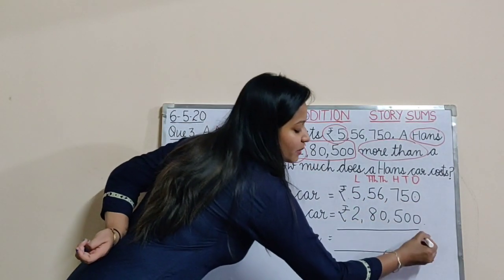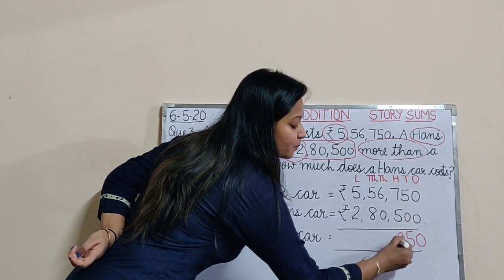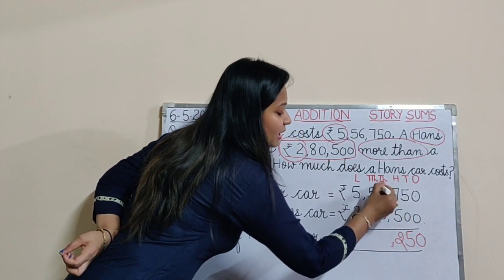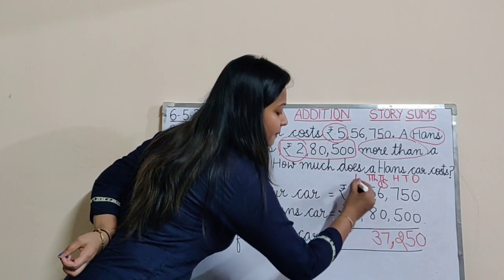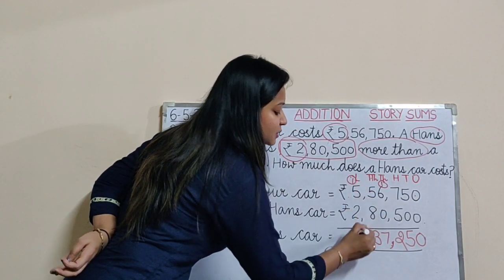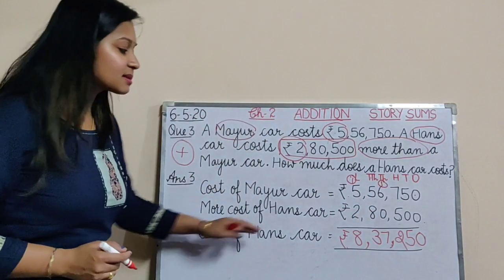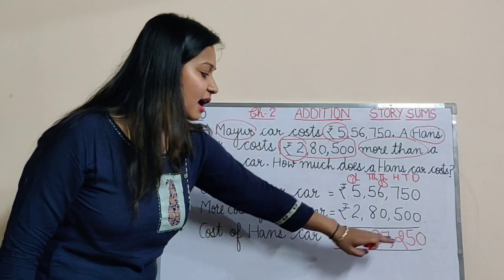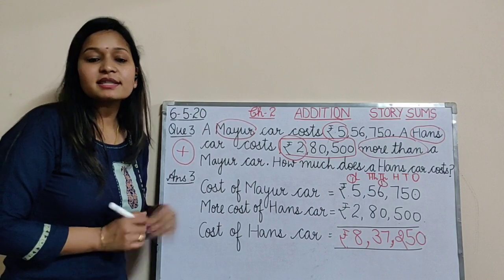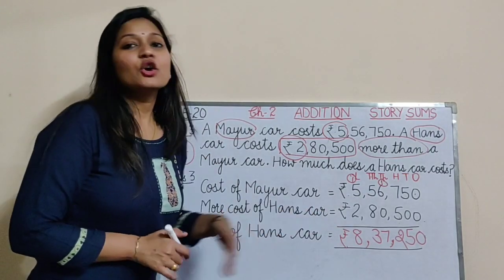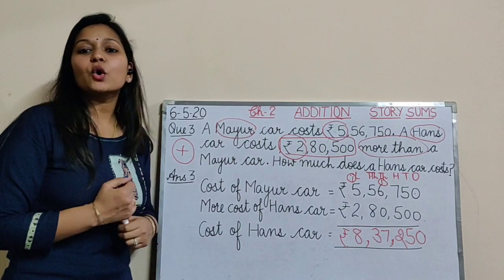Let's do it. 0 plus 0 is 0. 5 plus 0 is 5. 7 plus 5 is 12. 1 plus 6 is 7. 5 plus 8 is 13. And here 1 plus 5 is 6. 6 plus 2 is 8. So the cost of Hans car is 8,37,250. So we can say the Hans car is costing rupees 8,37,250.